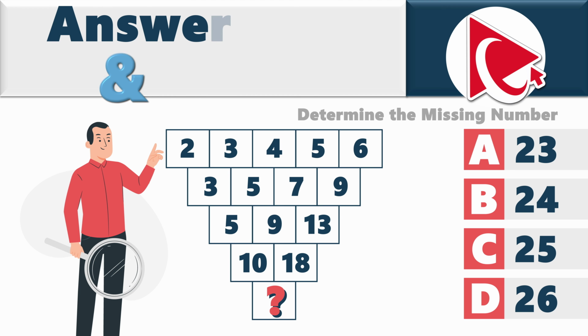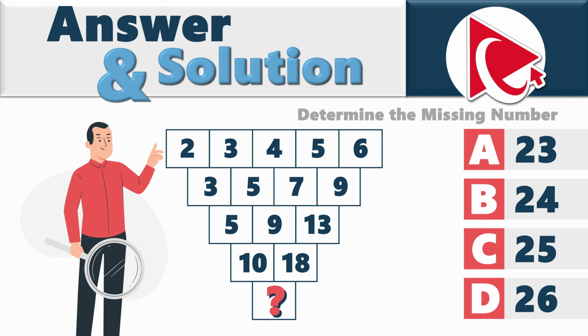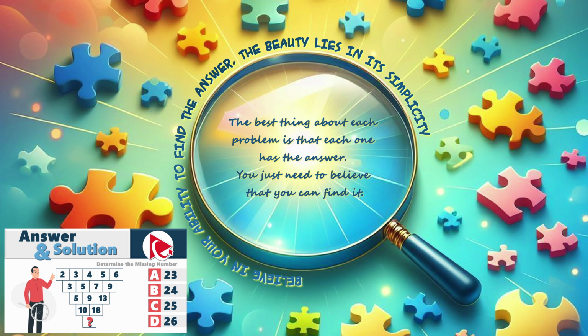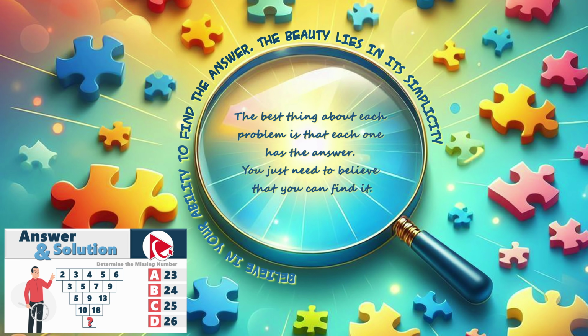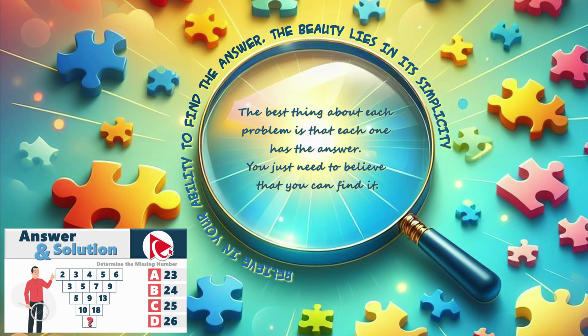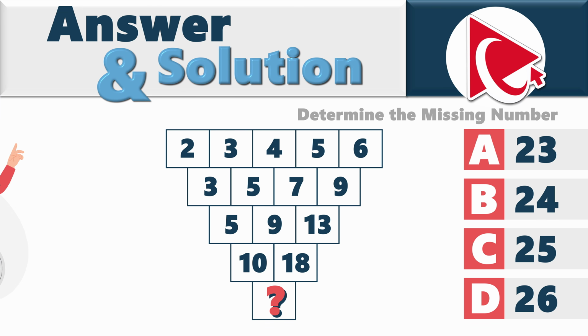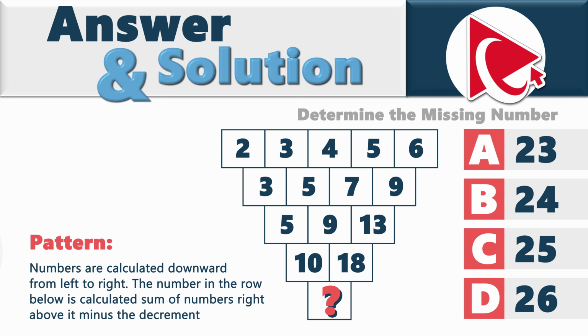Well, the best thing about each problem is that each one has the answer. You just need to believe that you can find it. And I hope you would agree that the beauty of this particular answer is in its simplicity. To recognize the answer, you need to determine the pattern. And the pattern here is that numbers are calculated downward from left to right. The number in the row below is calculated as the sum of numbers right above it minus the decrement.